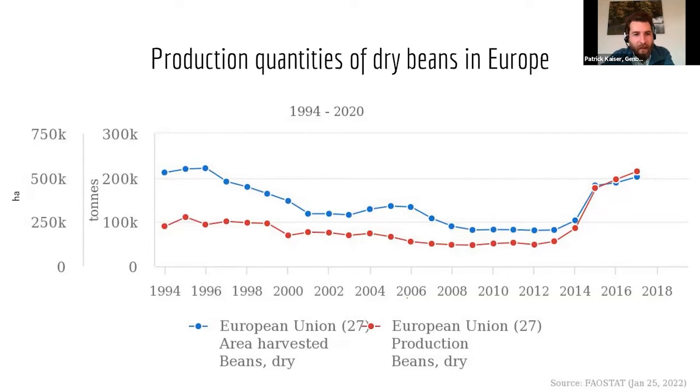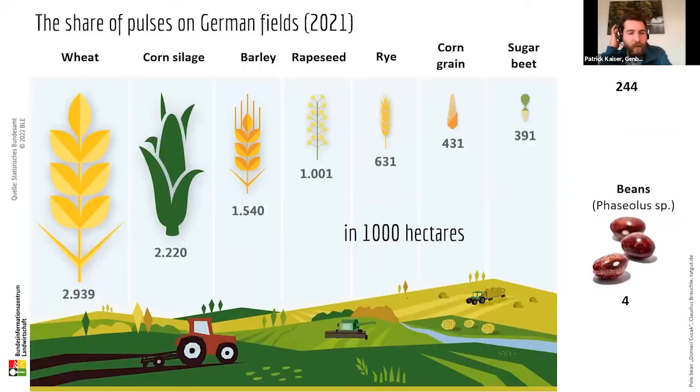Just as an example, as I only found these numbers for Germany, here I have a graph showing what is growing in our fields. If it is not pulses, we can see here for Germany, we grow most of all wheat, then a lot of it also corn silage. These numbers are always in 1,000 hectares, followed by barley, rapeseed, rye, corn for grain, sugar beet.